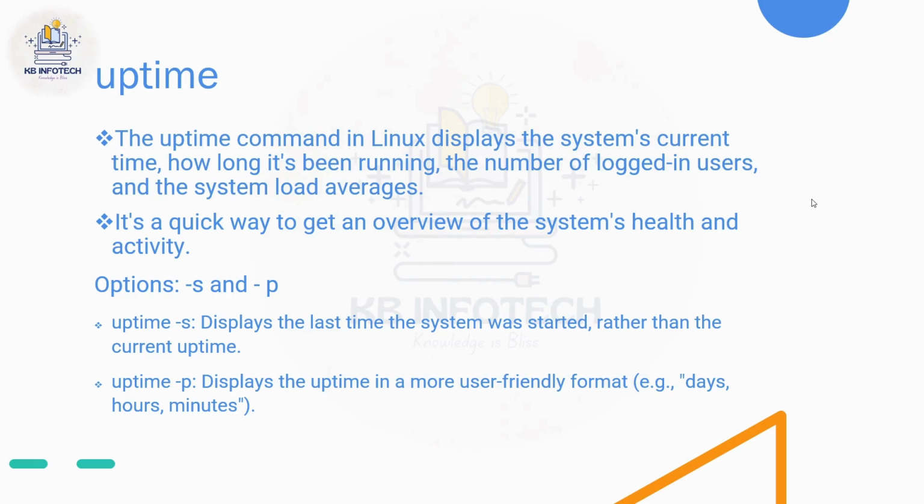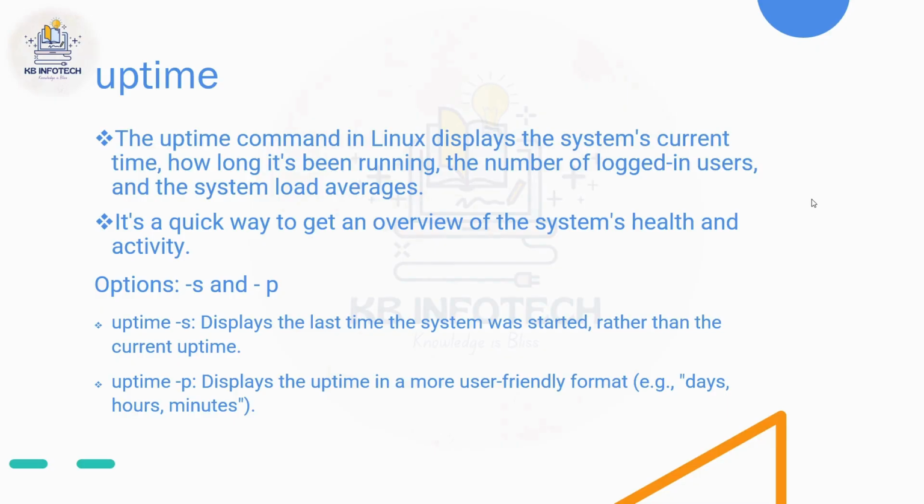The uptime command in Linux displays the system's current time and how long it's been running, also the number of logged in users, and the system load averages for the last 1 minute, 5 minutes and 15 minutes. Means how much load the system is taking in the last 1, 5 and 15 minutes, right? It's a quick way to get an overview of the system's health and activity, so that you can understand is there any possibility of upcoming issues, or what is the reason for current issues that the system is having.